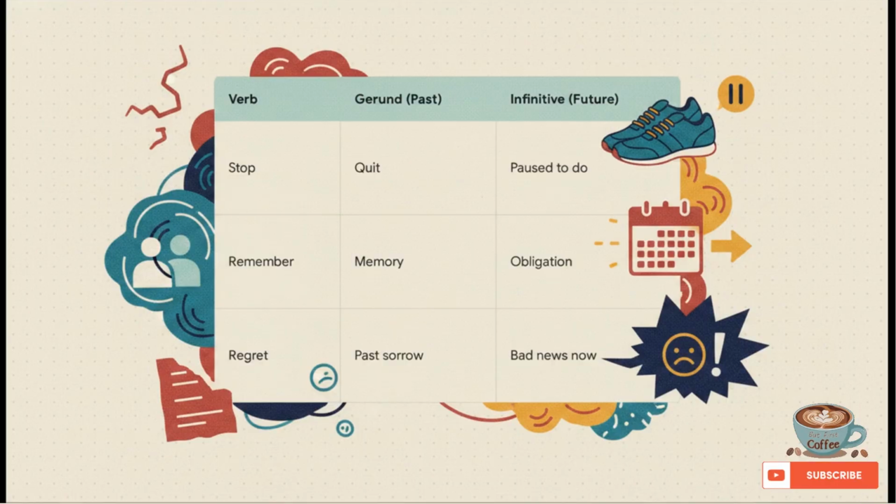Same thing for remember. I remember meeting him is a memory looking backward, but I'll remember to meet him is a future intention or obligation. And finally, regret. I regret telling you means feeling sorry about an action you did in the past, but I regret to tell you means you're about to give someone bad news right in this moment. See how incredibly powerful this is?